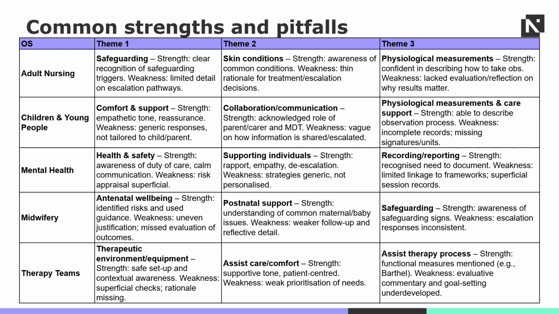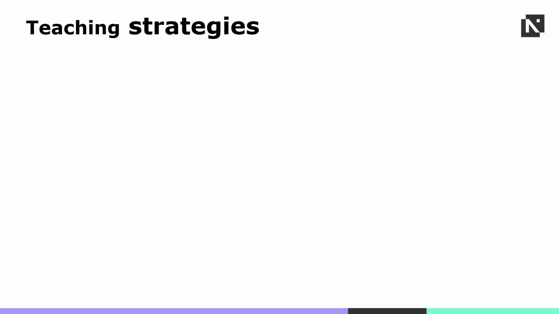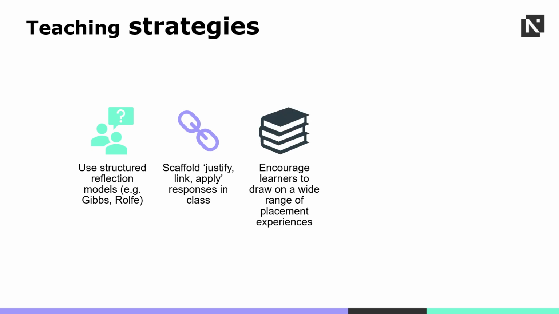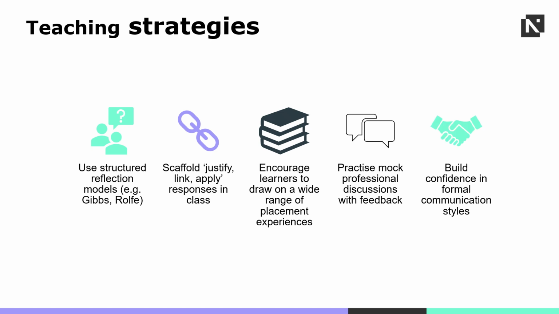Communication and descriptive knowledge are secure, but learners need more practice in justification, reflection and evaluation to fully evidence professional competence. To prepare learners, introduce structured reflective models such as Gibbs or Rolfe, scaffold classroom responses with a justify, link, apply framework to encourage depth. Remind learners to draw on multiple placement experiences, not just one. Practice mock professional discussions with detailed feedback, and help them build confidence in professional communication styles by modelling and rehearsing formal responses.